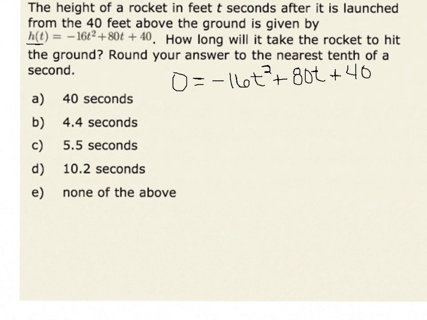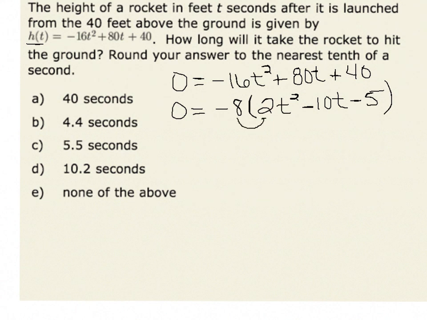One way that I can solve this problem is to recognize that my three terms have a greatest common factor of negative 8. Therefore, I'm going to factor out a negative 8. This gives me a positive 2t squared minus 10t minus 5. We could check that by using the distributive property. Negative 8 times 2t squared is a negative 16t squared. Negative 8 times a negative 10t is a positive 80t. And negative 8 times a negative 5 is a positive 40.